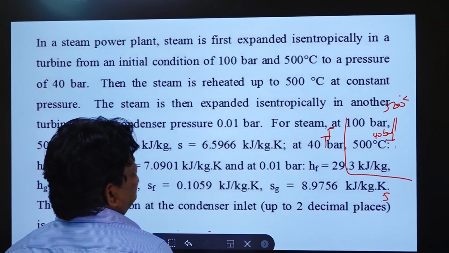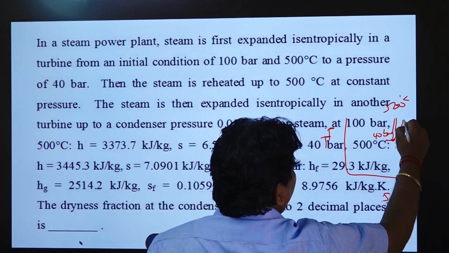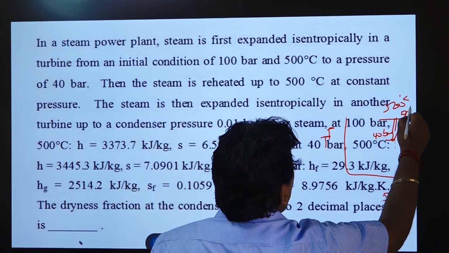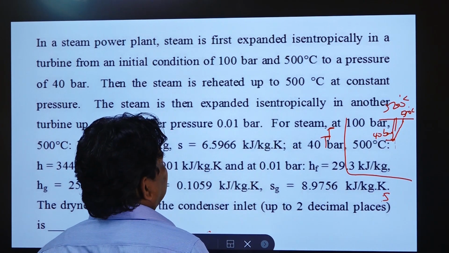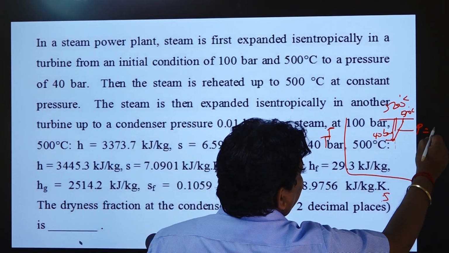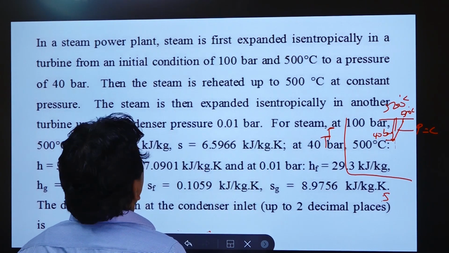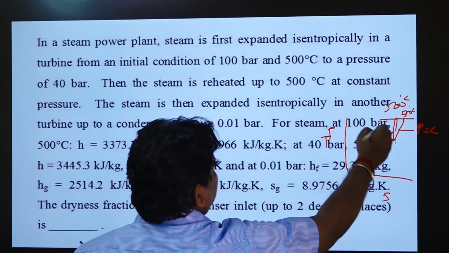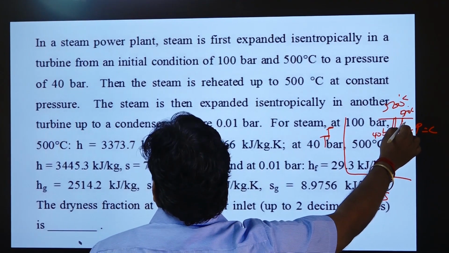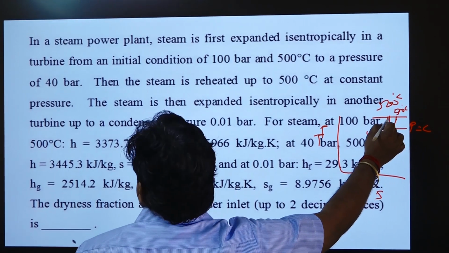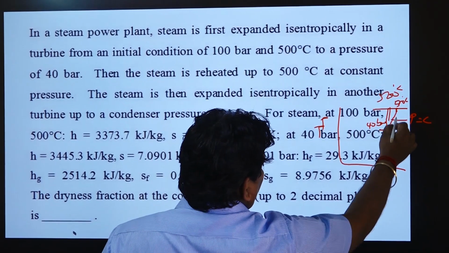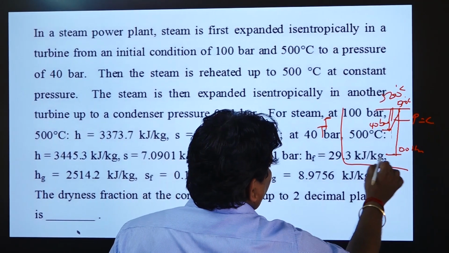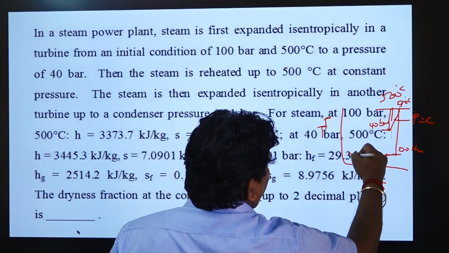Then the steam is reheated. Now only we have seen that reheated cycle. Steam is reheated up to once again the same 500 degrees centigrade at a constant pressure. So this is a constant pressure process. Then it is expanded isentropically in another turbine up to a condenser pressure of 0.01 bar. So you will get a curve like this.